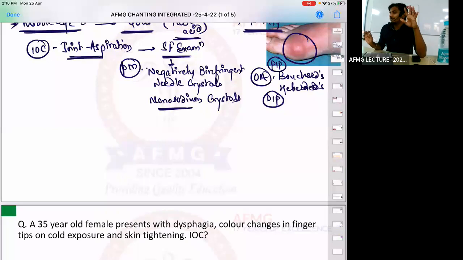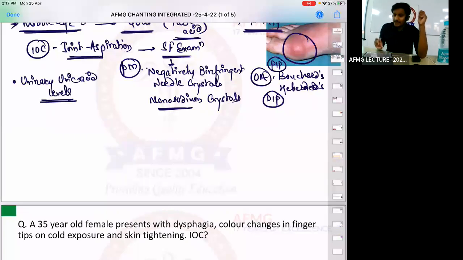Definitely, if you need to analyze whether the patient is an overproducer or an under-excreter, then you need to do a urinary uric acid level. So you will check the urinary uric acid levels for 24 hours. Based on that, you can come to a conclusion whether it is an overproducer or an under-excreter.